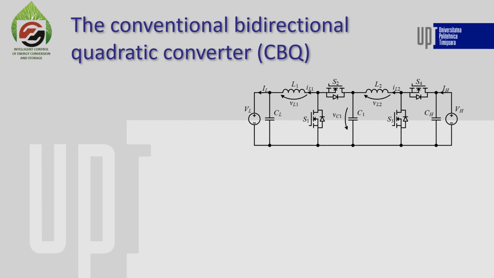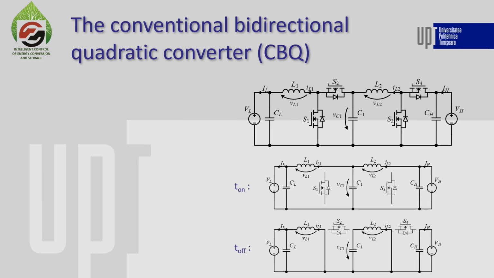Next, we have the conventional bidirectional quadratic converter. This consists of two series connected conventional buck-boost converters. So we have one converter on the left, followed by another converter on the right. The operation of this converter, I think, is quite clear from the two equivalent schematics, which are developed from the conventional converter as well.